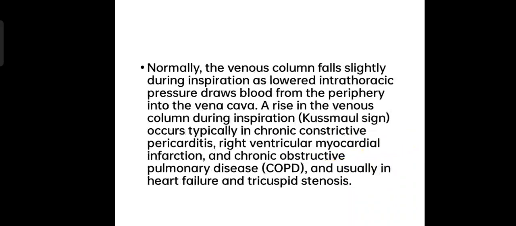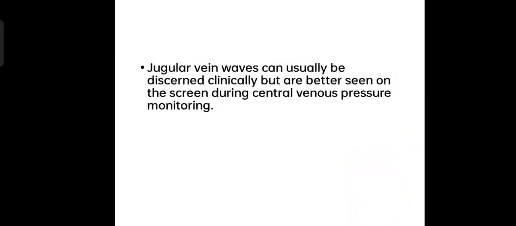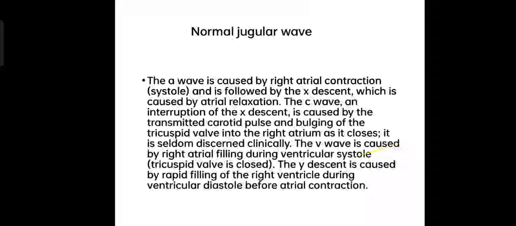Normally, the venous column falls slightly during inspiration as lowered intrathoracic pressure draws blood from the periphery into the vena cava. A rise in the venous column during inspiration occurs typically in chronic constrictive pericarditis, right ventricular myocardial infarction, chronic obstructive pulmonary disease, and usually in heart failure and tricuspid stenosis. Jugular veins can usually be discerned clinically but are better seen on the screen during central venous pressure monitoring.